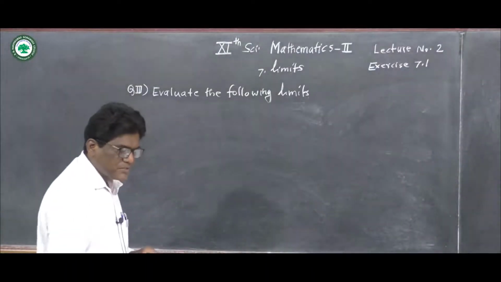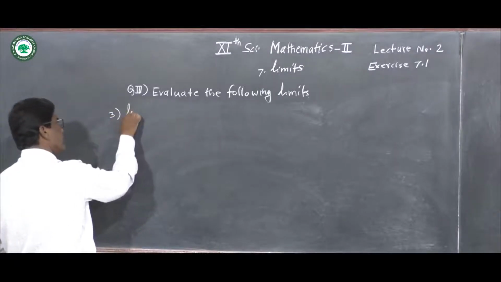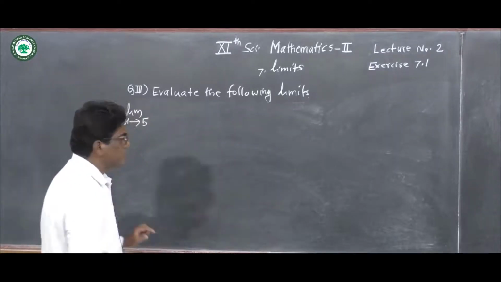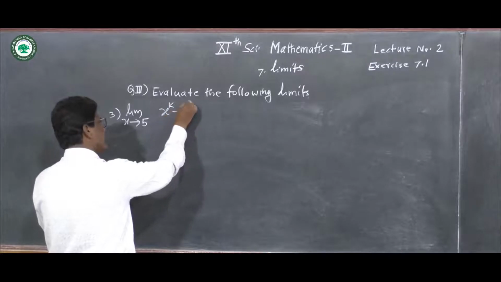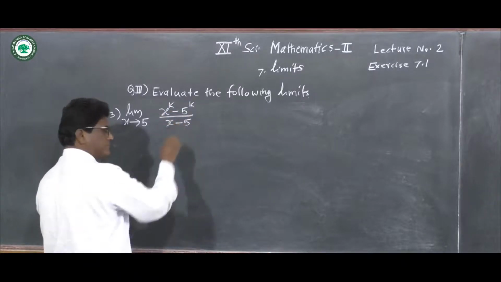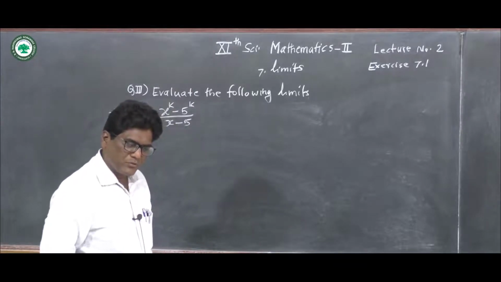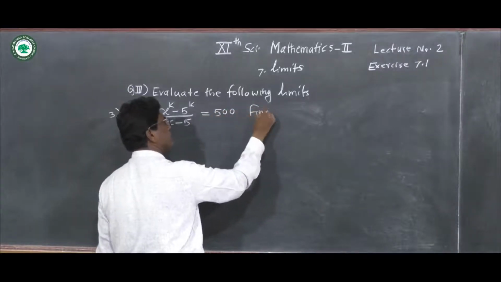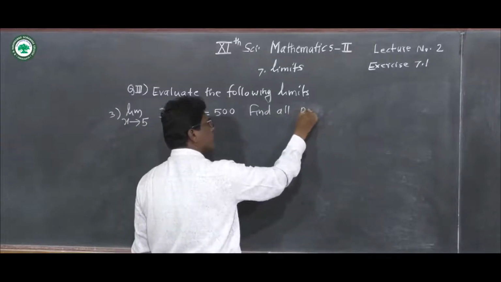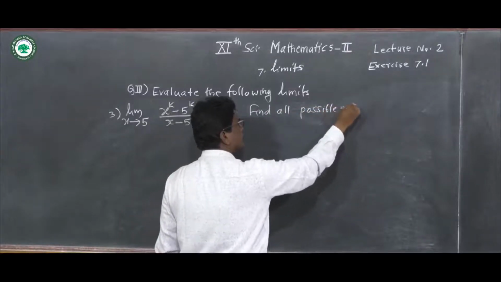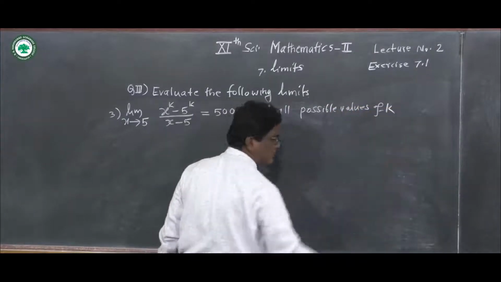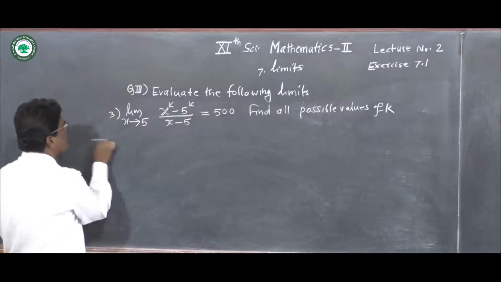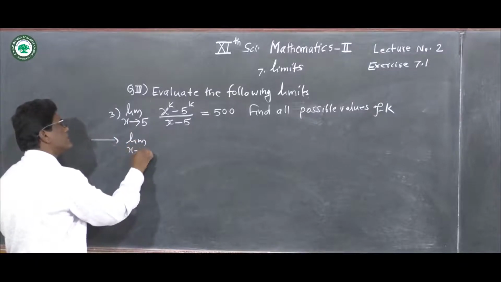Third problem: the limit as x tends to 5 of x to the power k minus 5 to the power k upon x minus 5 is equal to 500. Find all possible values of k.